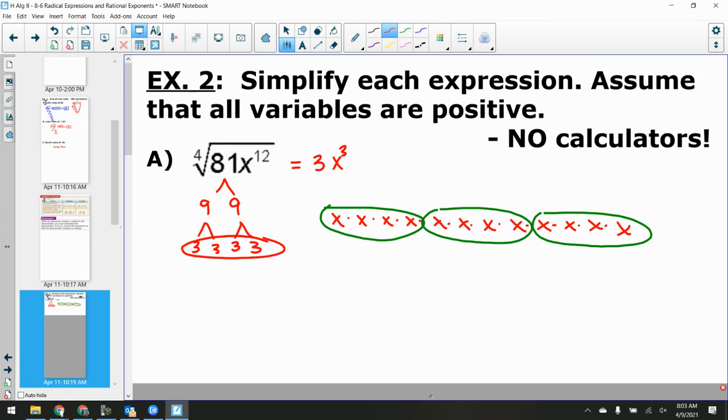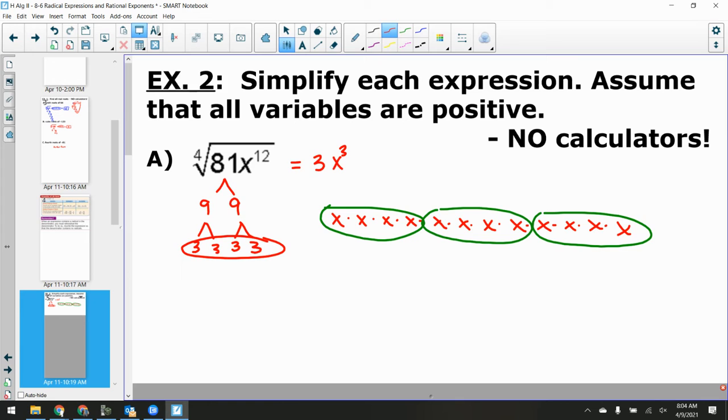Is that x to the plus or minus third? No, because we assumed x is positive. Now, can anybody think of a shortcut that I could have used? You divide the 12 by the 4. Exactly. I divide the 12 by the 4. I divide the power by the index. I take power divided by index.